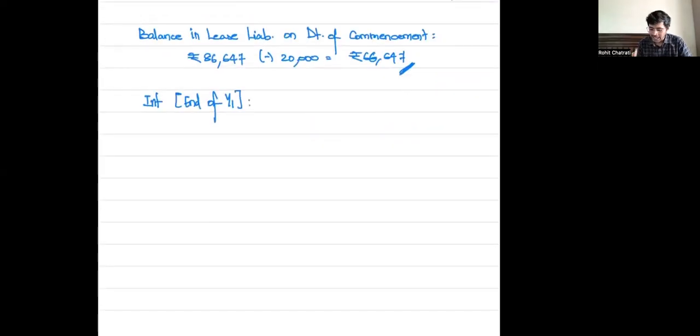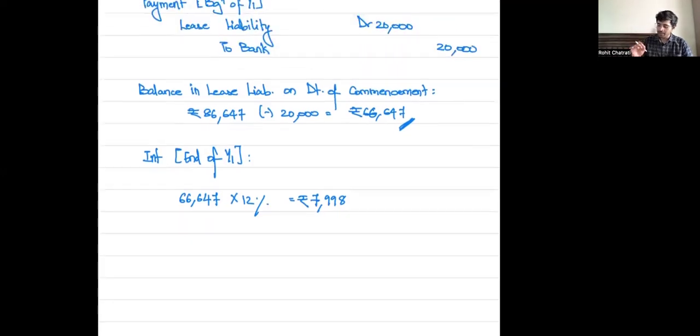So interest will actually be calculated as 66,647 multiplied by 12 percent, which will be equal to 7,998. So the interest that we are going to recognize for year one will be 7,998.